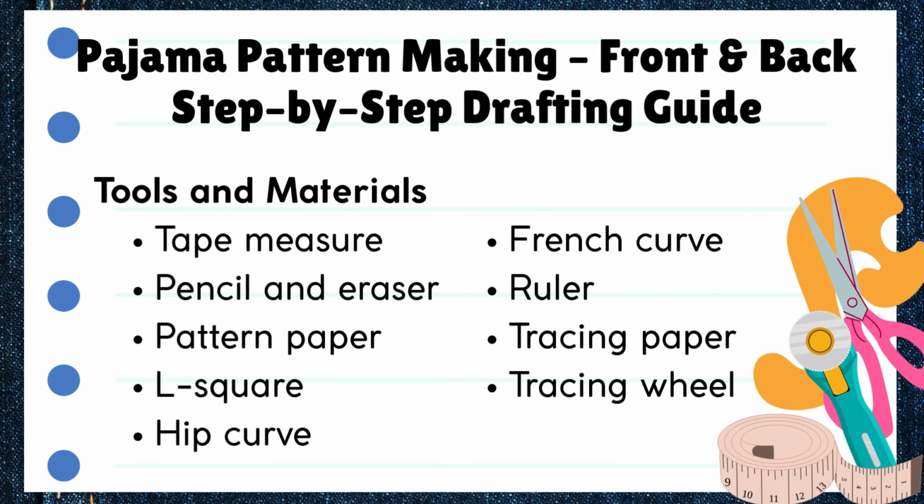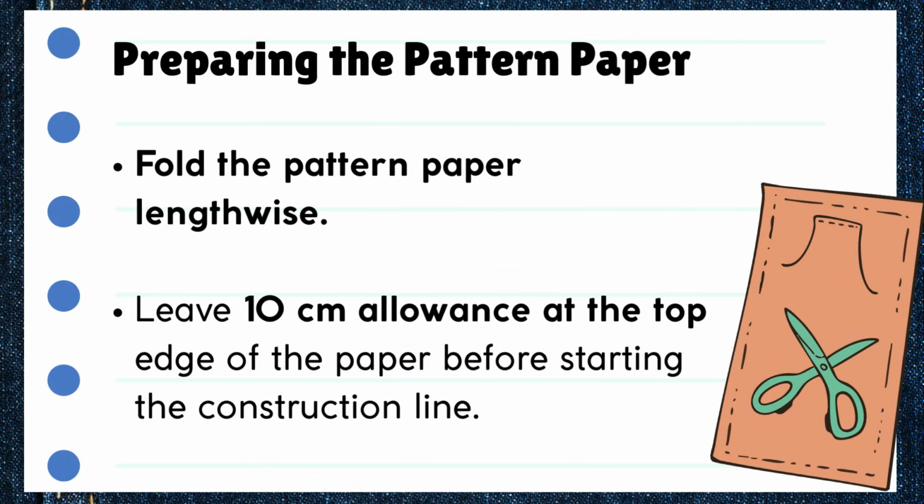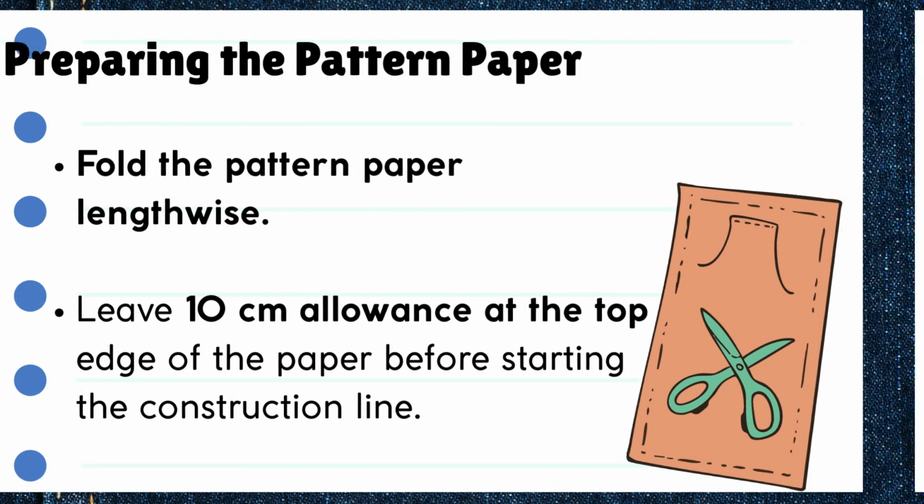Step-by-step drafting guide. First, prepare all the tools and materials. Tape measure, pencil and eraser, pattern paper, L square, hip curve, French curve, ruler, tracing paper and tracing wheel. Next, preparing the pattern paper. Fold the pattern paper lengthwise. Leave 10 cm allowance at the top edge of the paper before starting the construction line.